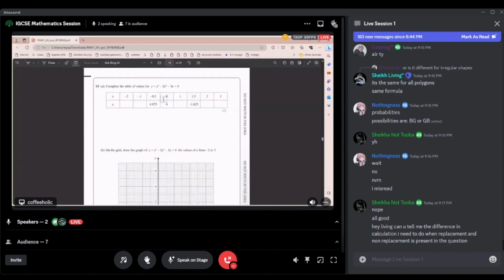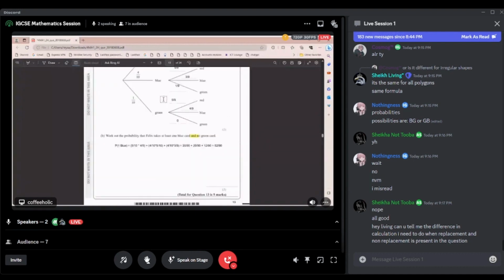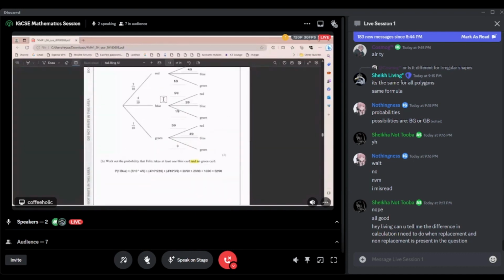Okay, right. So there's a question: the difference in calculation for replacement and non-replacement. So for replacement, if you just move back to the previous question. Yes, of course. So for this one, there's no replacement, right? That means each time he takes a card, the bottom fraction, the total of the cards, decreases. So it goes from 10 to 9. If there was a third card picked, it would go to 8, and so on.